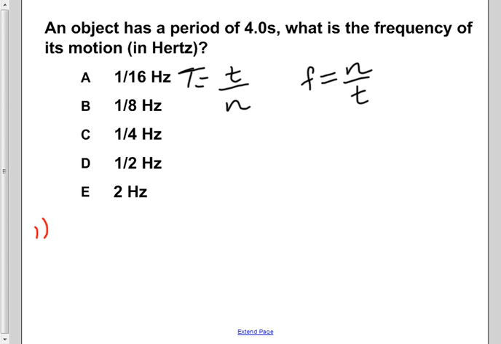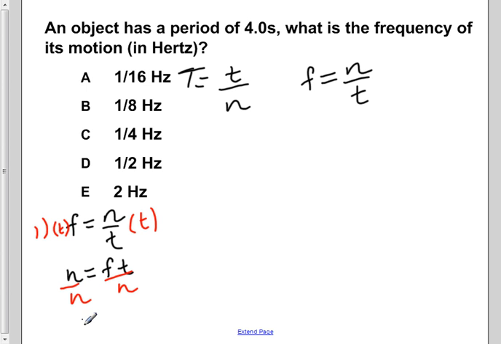So for the first one we're going to do all the algebra out. F is equal to N over T. The first step is to multiply both sides by T. We just want to change this equation around to something that will help us. That gives us N is equal to the frequency times the time. If we now divide both sides by N, we have 1 is equal to the frequency times the time over N.